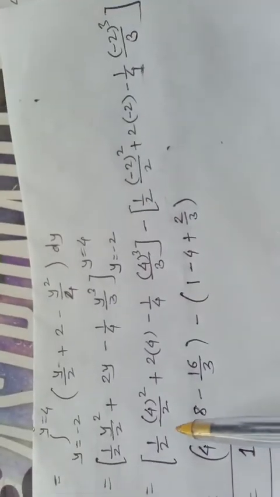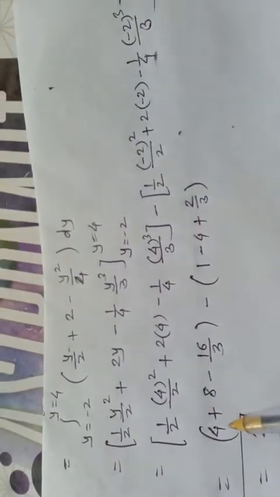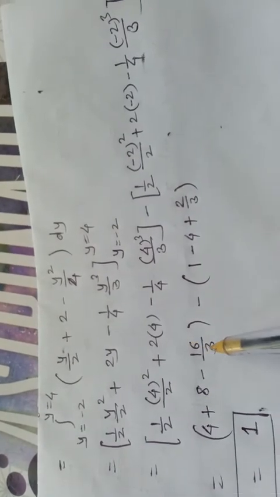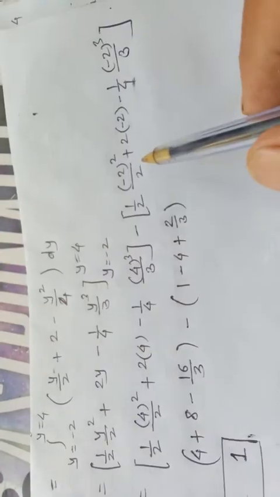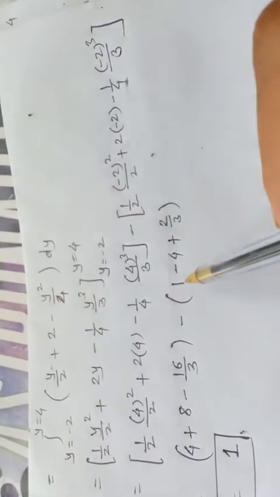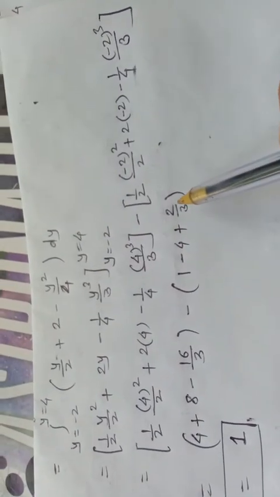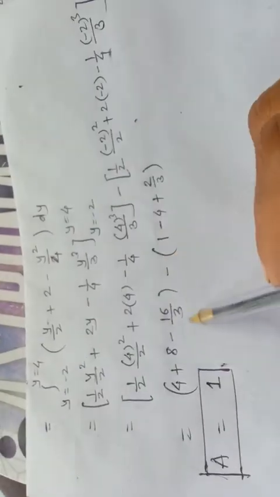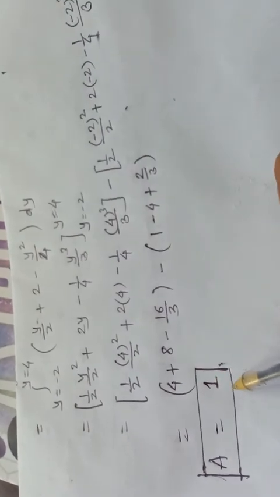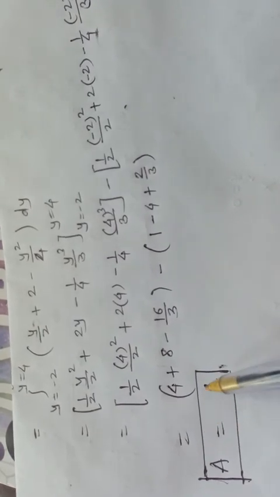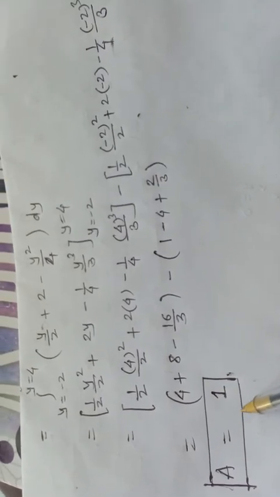After solving the first bracket, I get 4 plus 8 minus 16 upon 3, minus, if I solve this bracket, I will get 1 minus 4 plus 2 by 3, and after simplifying and calculating these values I will get 1. So our area is 1, and that is our final answer.